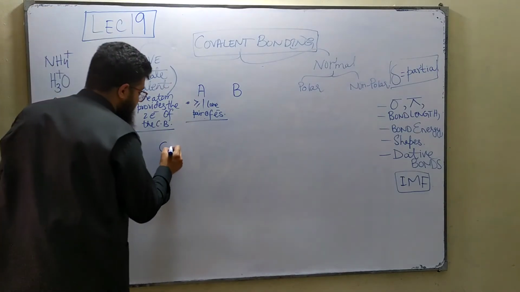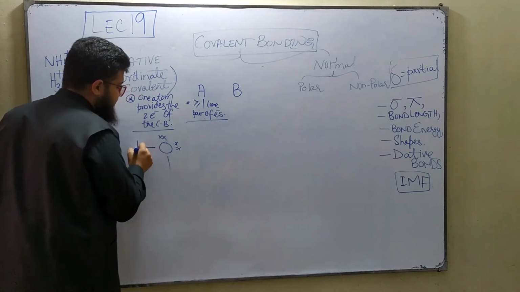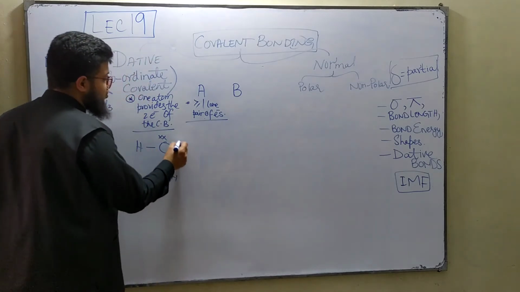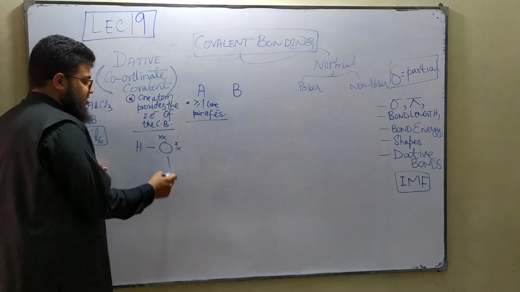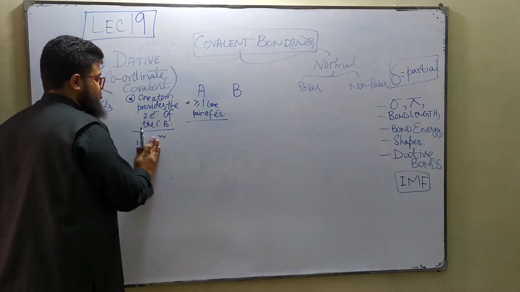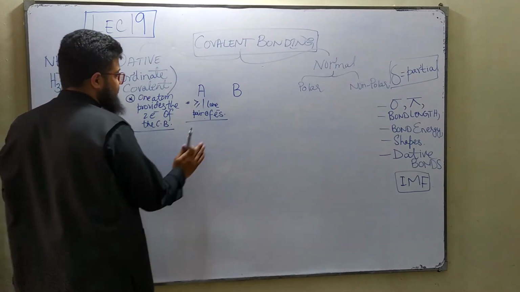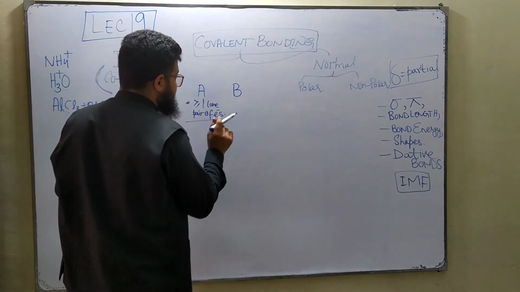For example, this is oxygen. These are its lone pairs in case of a water molecule. It has two lone pairs because these are the two pairs of electrons which have not been used in the covalent bonds which it forms with hydrogen. Okay, now at least one lone pair of electrons must be present.